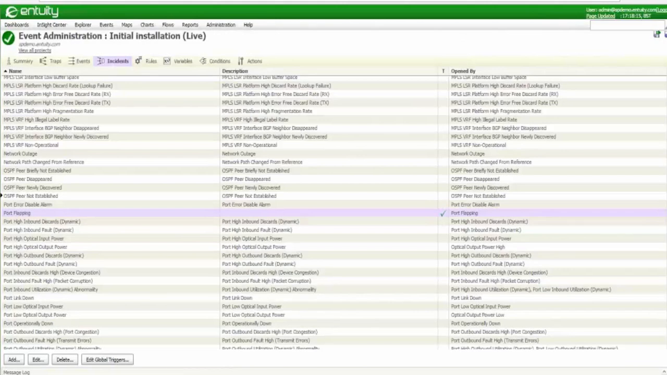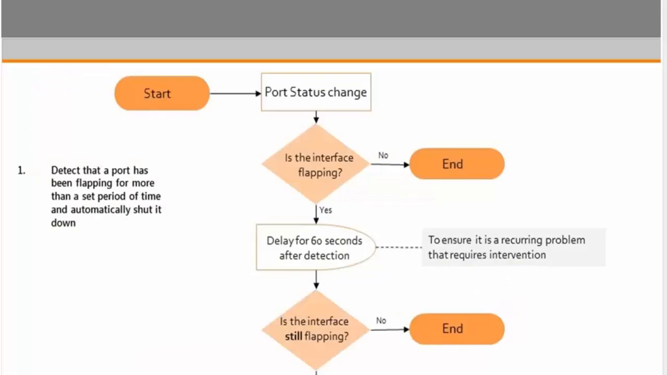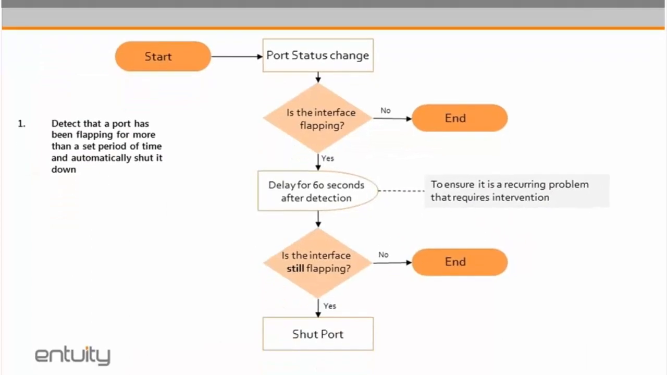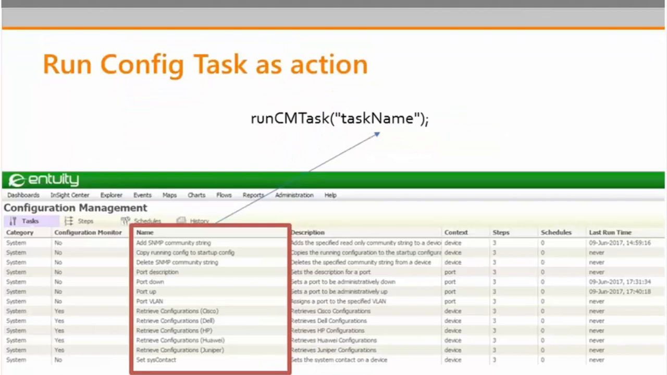Okay, so I'm going to jump back to the slides. And this slide is just to recap the configuration management task as an action. So the thing that I'll show you on the next use case is that when you actually implement a configuration management task as an action, the action type you need to choose is Groovy script.